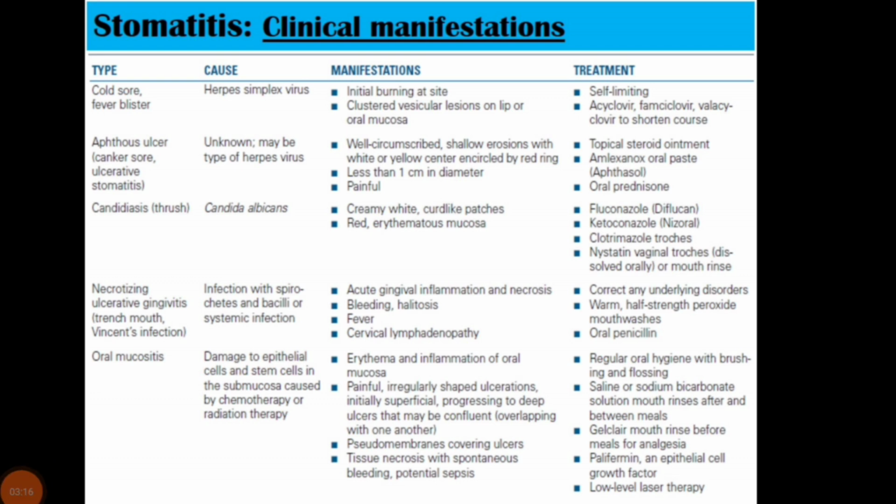Management includes regular oral hygiene with brushing and flossing, saline or sodium bicarbonate solution mouth rinse after and between meals, and gel or clear mouth rinse before meals for analgesia.